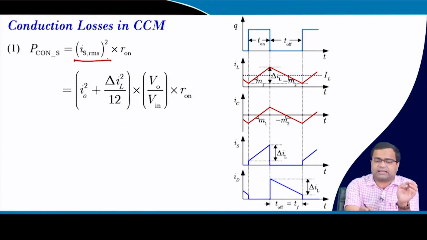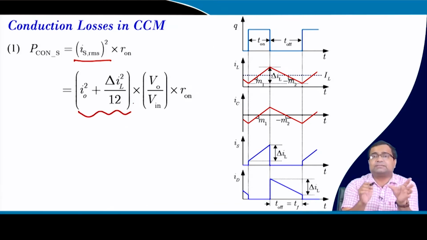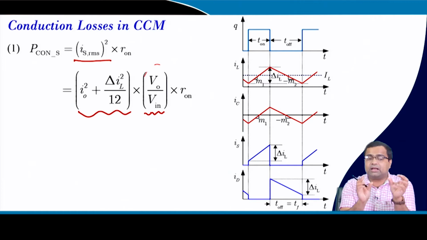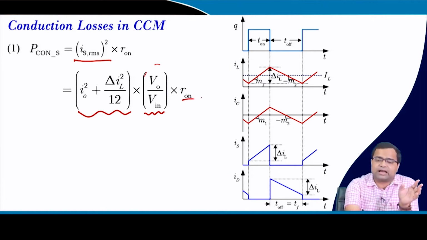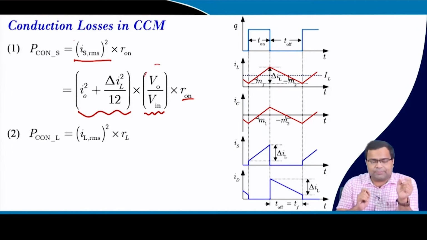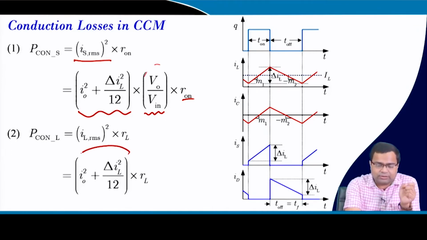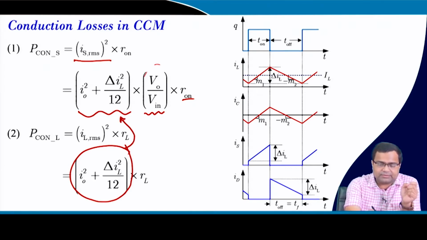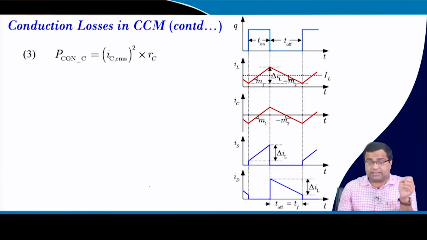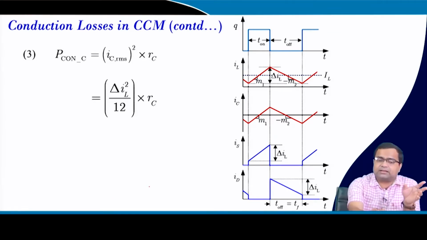So, in this expression, the RMS square of the switch current is the RMS square of the inductor current multiplied by the on time D, that is the duty ratio, the portion of the time when the high side switch is on, into its Rn. So, the switch RMS current square is nothing but inductor RMS current square into duty ratio. The inductor RMS current square, into RL, which is the DCR, gives the inductor conduction loss.